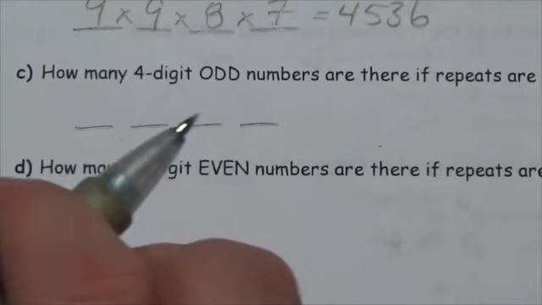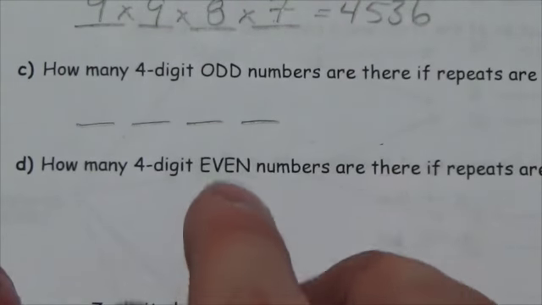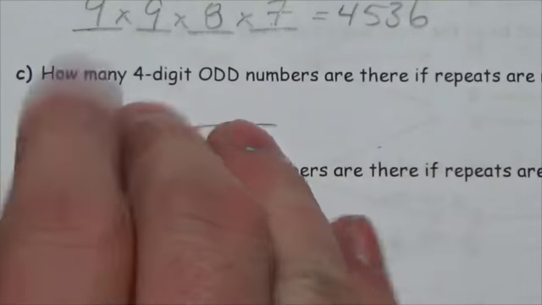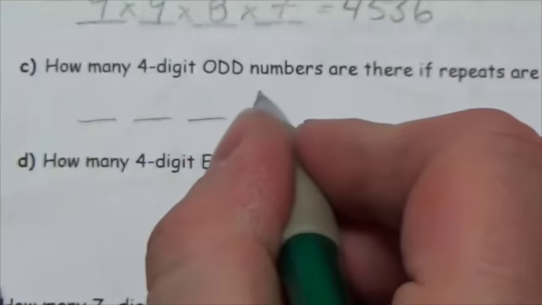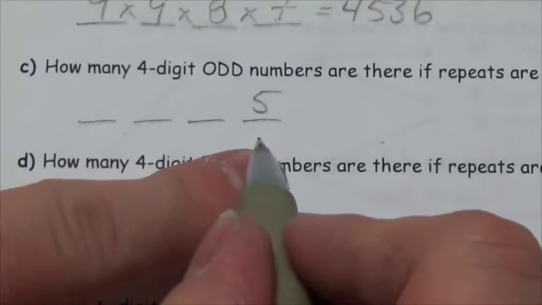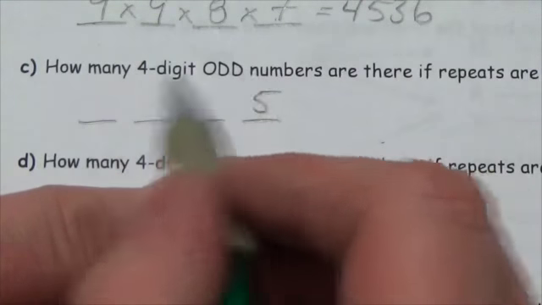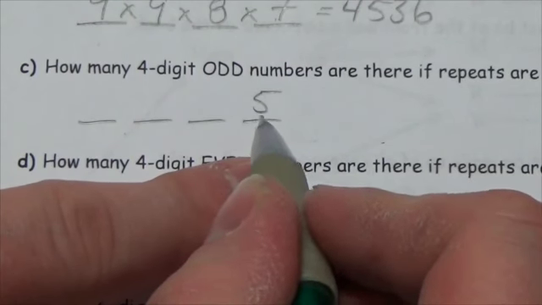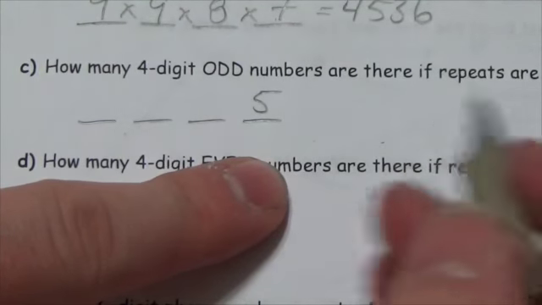Now let's think about it. How many of the digits can we put at the end of an odd number? Well, we could put 1, 3, 5, 7, 9. There are 5 choices. Okay, so we're going to start with the restriction that's overtly mentioned here. 5 choices for that last digit. But I cannot repeat them.